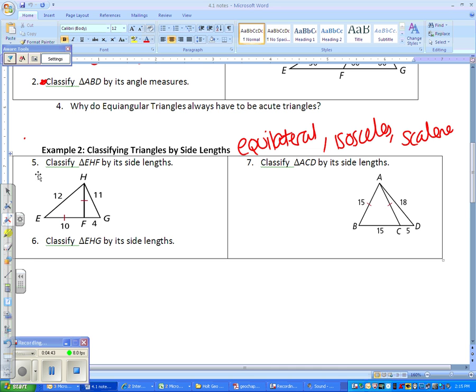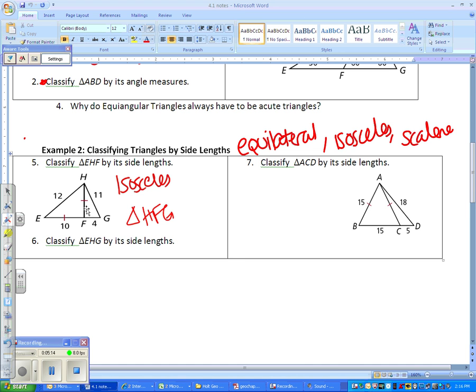So for 5, it says classify triangle EHF. That's this triangle right here. In the picture, they tell me that this side length is 12 and this side is 10. And since that one has a congruent tick mark, that means this side is 10 as well. So since we have two sides that are both 10, two sides that are congruent, this is going to be an isosceles triangle.